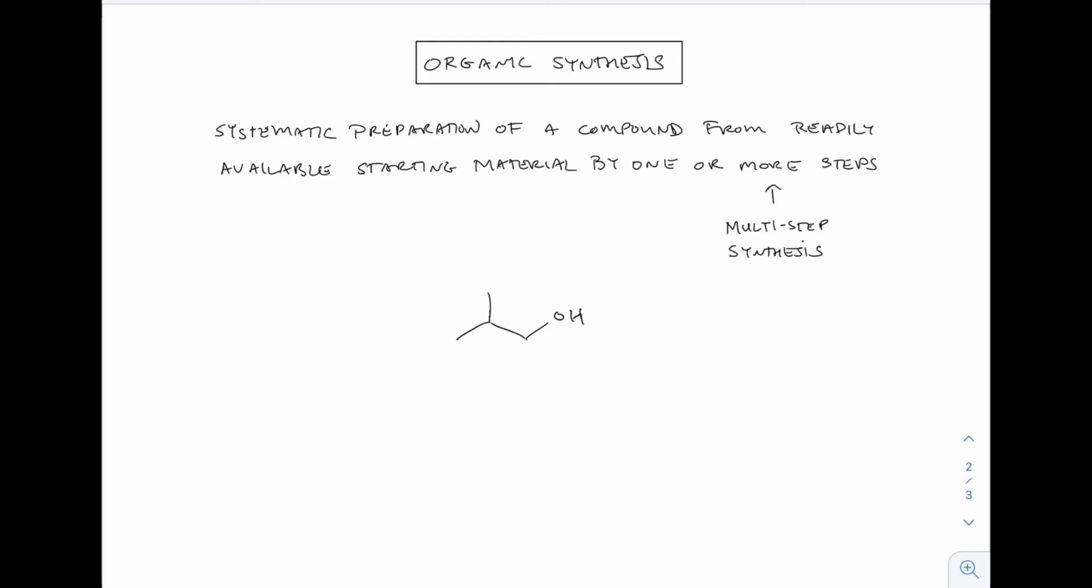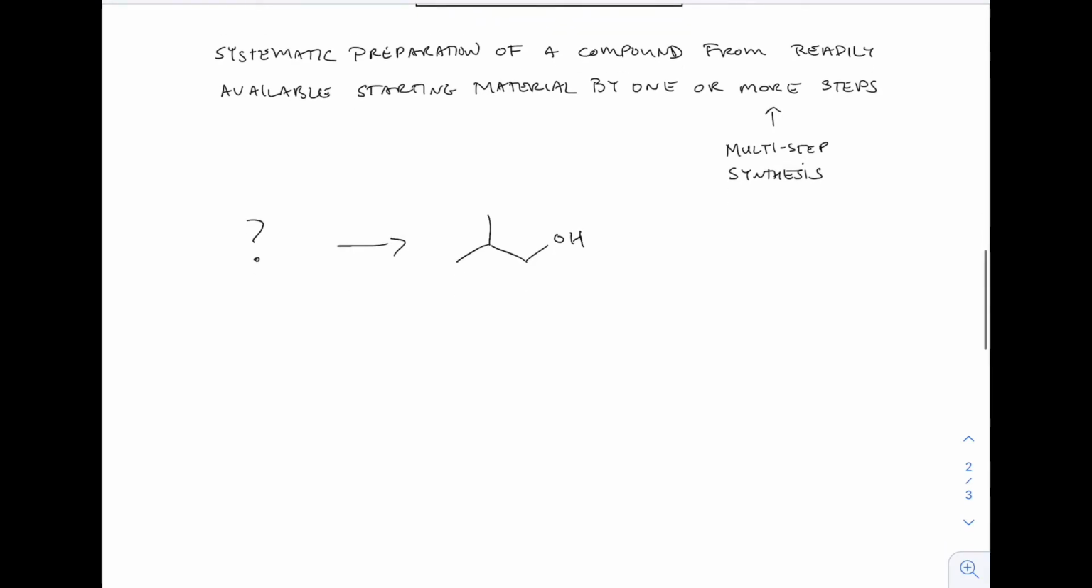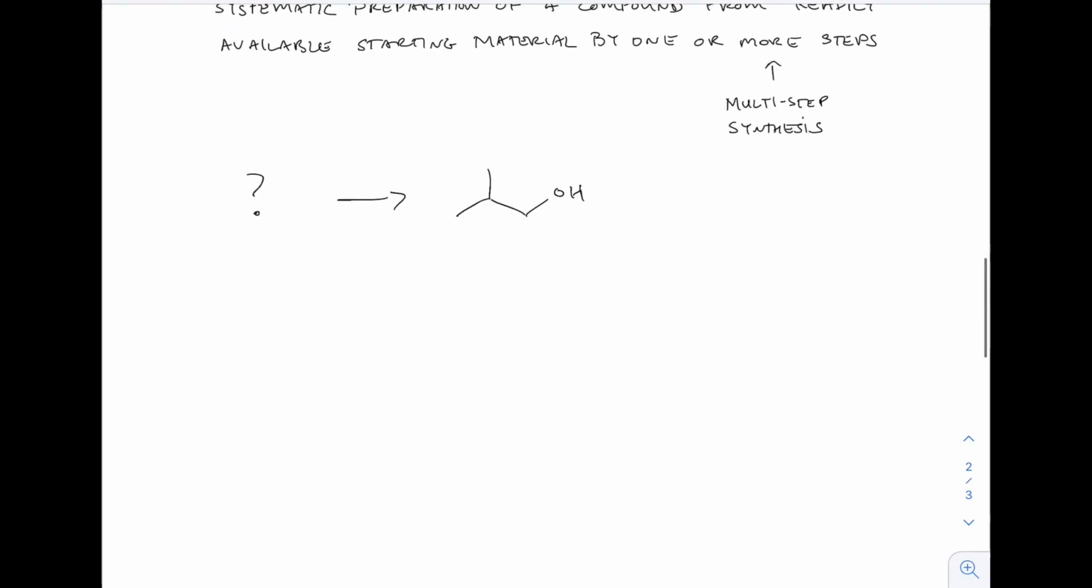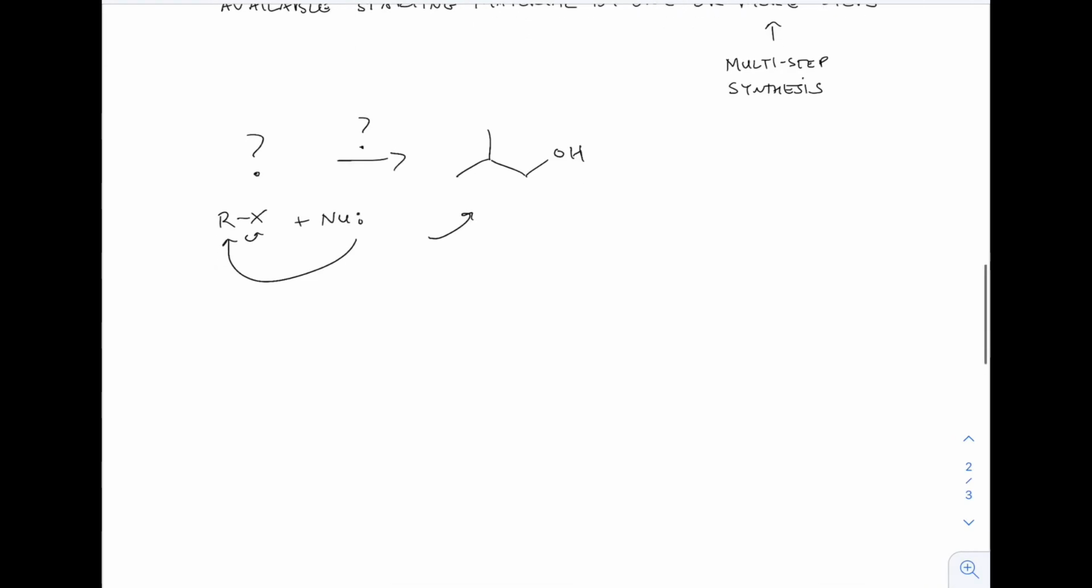So let's say we have this alcohol here, and we want to figure out how to make it. So that's the idea of synthesis, right? We're making something in one or more steps. And from what we know now, we're starting to build our toolbox. We have two types of substitution reactions. We have an alkyl halide plus a nucleophile gives us a new product, right? And so what alkyl halide can we draw and with what nucleophile to get this alcohol?